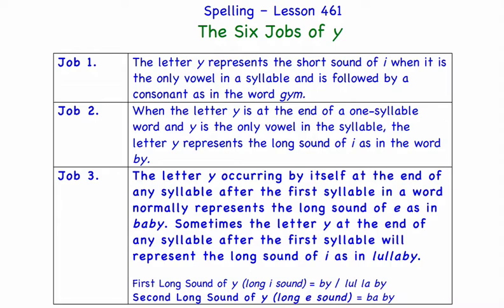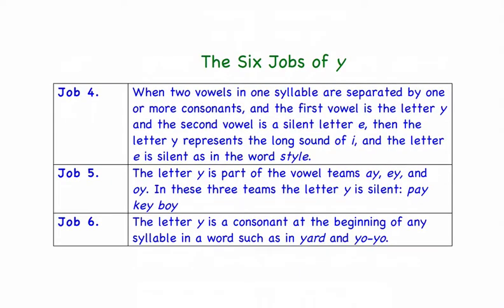When Y represents its second long sound, you double underline the Y to indicate Y is representing its second long sound, which is the E sound. Job 4 of the Y. When 2 vowels in one syllable are separated by 1 or more consonants, and the first vowel is the letter Y, and the second vowel is a silent letter E, then the letter Y represents the long sound of I, and the letter E is silent, as in the word style.